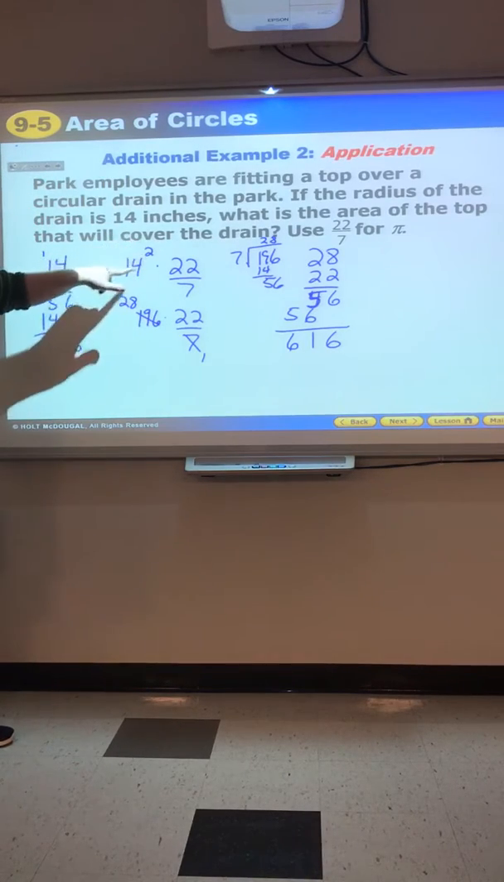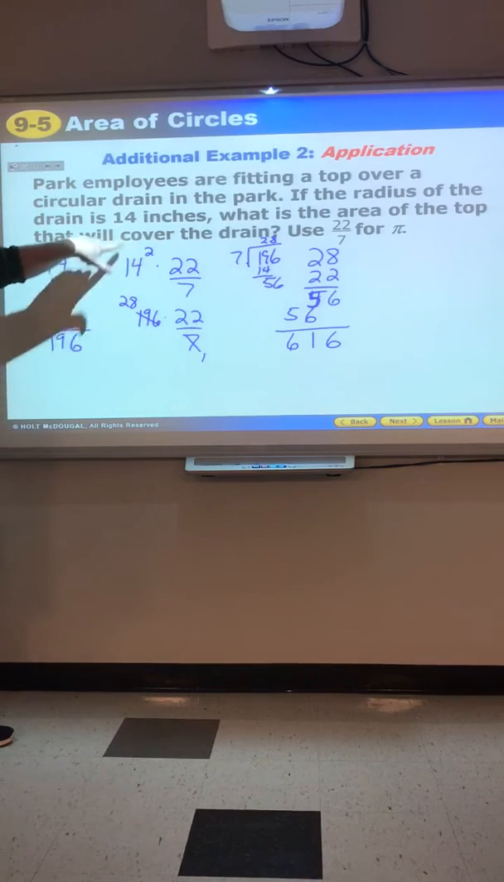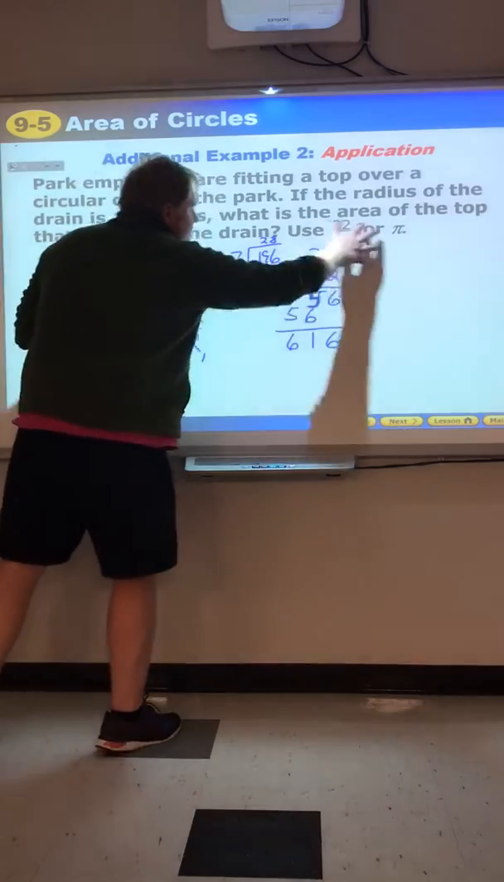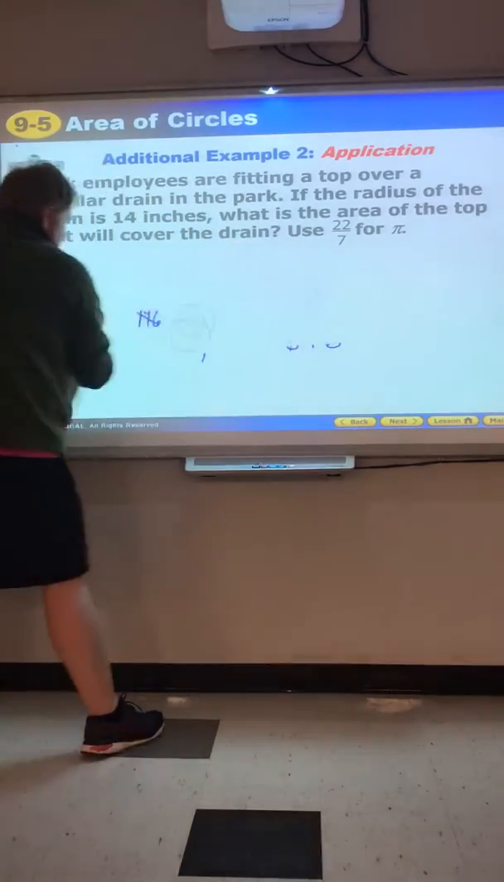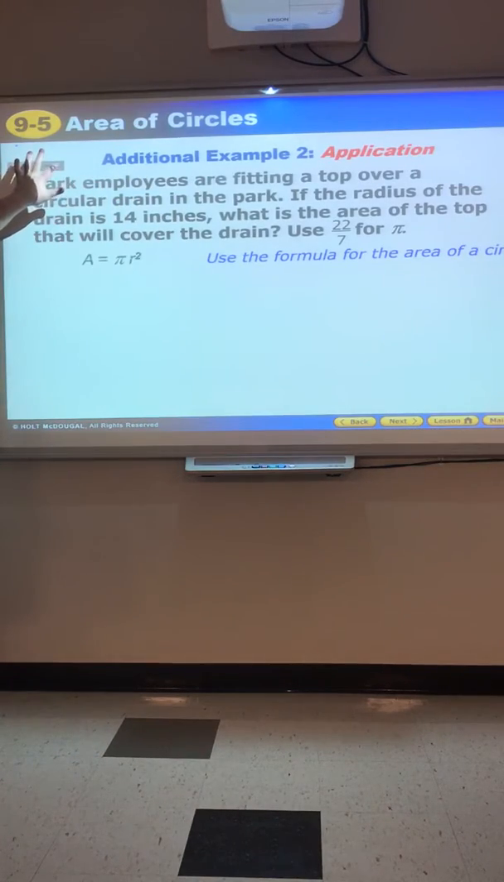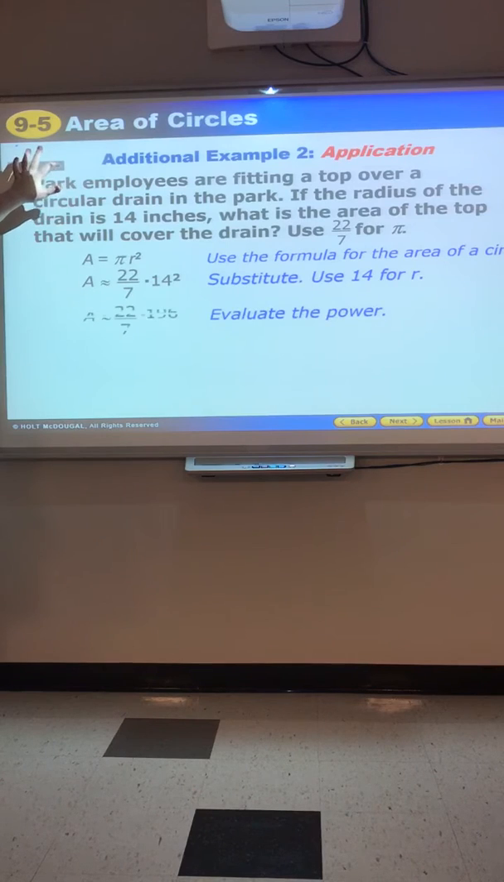Notice I had to do the square root first before I reduced. PEMDAS still applies. It always does. Let's see what they show you. Alright. Hey! They simplified just like me.